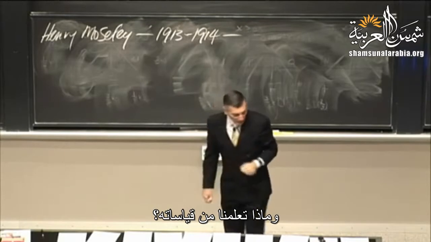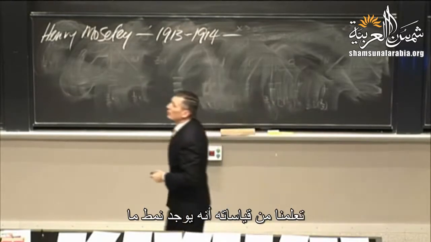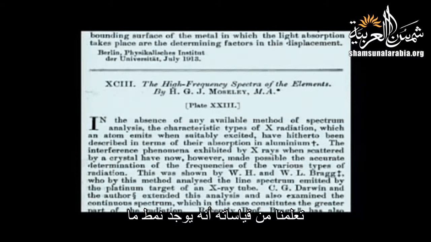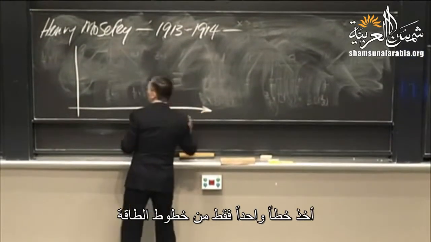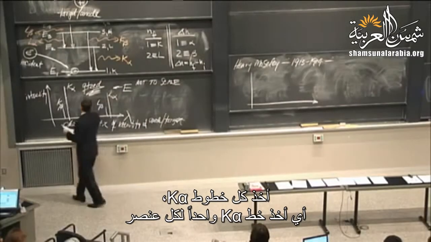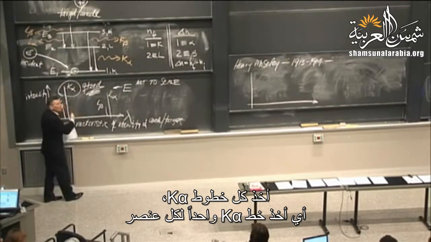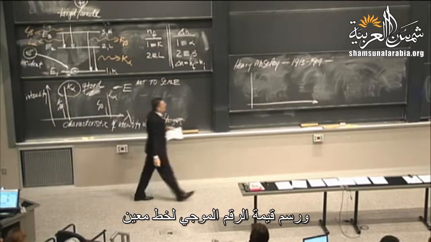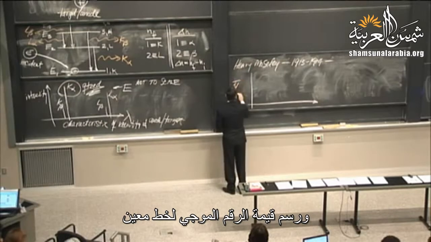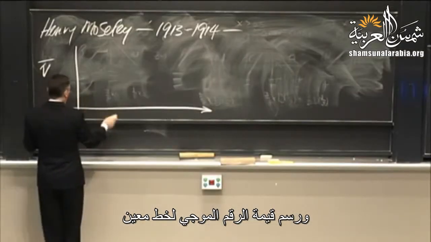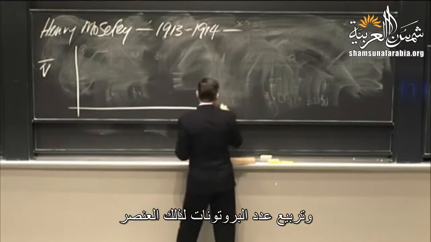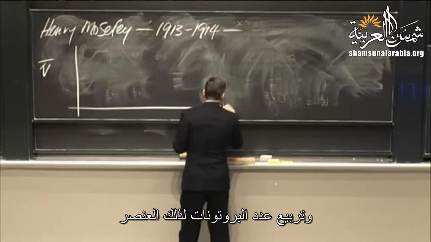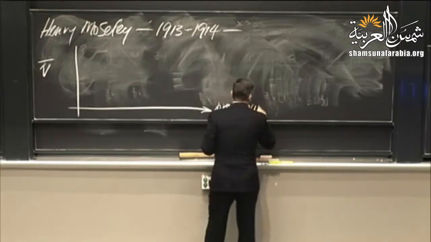And what did we learn from his measurements? We learned that there's a pattern here. And here's the pattern that Moseley found. If he took all of the K alpha lines, one K alpha line per element, and plotted the wave number of a particular line, he found that it scaled with the identity of the element by the square of the proton number. The square of the proton number.